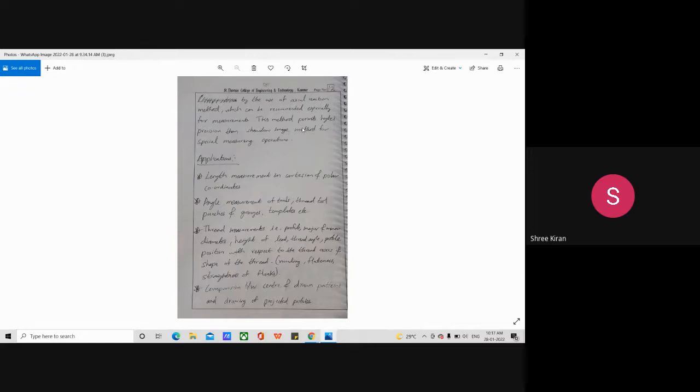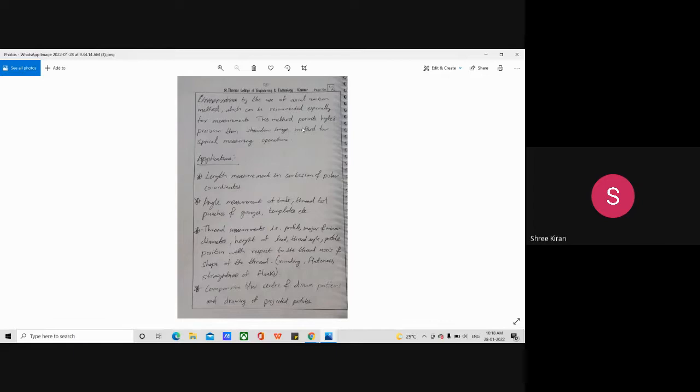Thread measurements, that is profile projector, major and minor diameter, height of the lead screw, thread angle, profile position with respect to the thread axis, and shape of the thread, rounding, flatness, straightness of the flank. Then also the comparison between the center and drawn patterns and drawing of the projected profiles. All these are the various applications employed in the case of a tool maker's microscope.